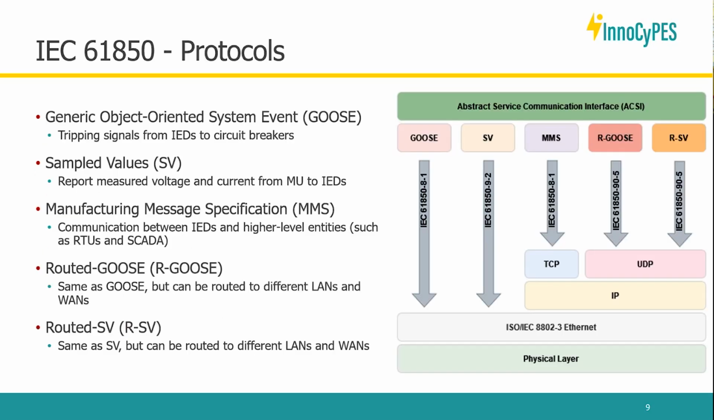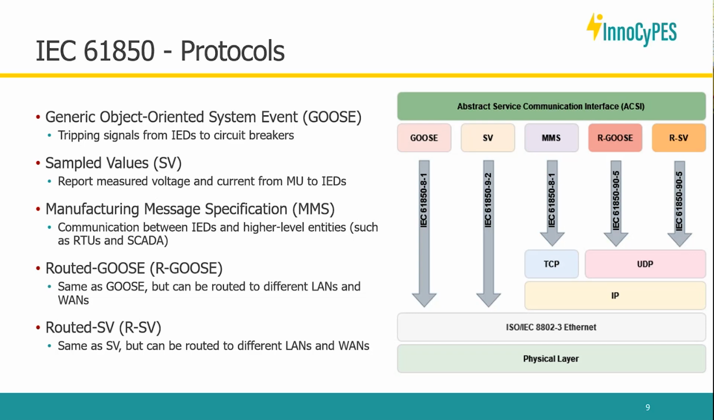On the right side, we have the communication stack of the 5 main protocols which are defined in the IEC 61850 standard. The first one is the Generic Object-Oriented Substation Event, used to send signals from IEDs to circuit breakers in case of faults or maintenance, or when we need to open a circuit breaker. Then we have Sampled Values, which is a protocol used by merging units to report measured three-phase voltage and current to IEDs.